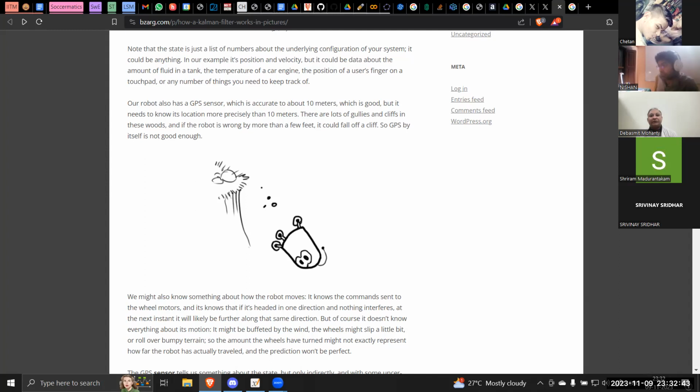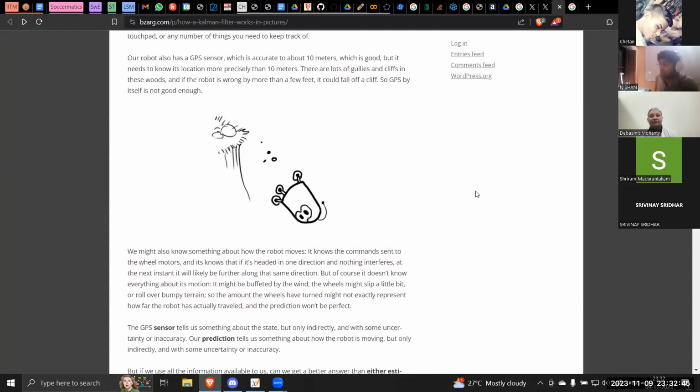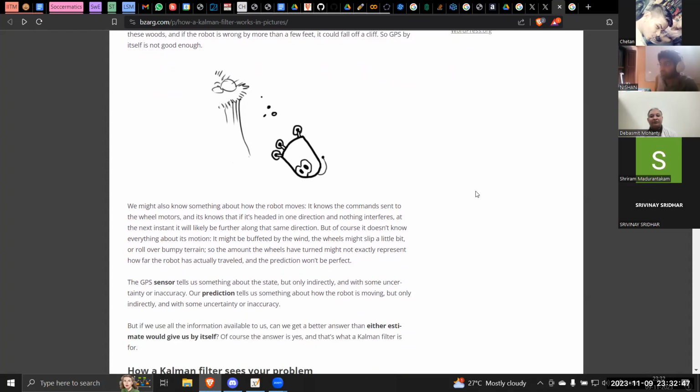We might also know something about how the robot moves. It knows the commands sent to the wheel motors, and it knows that if it's headed in one direction and nothing interferes, at the next instant it will likely be further along that same direction. But of course, it doesn't know everything about its motion.